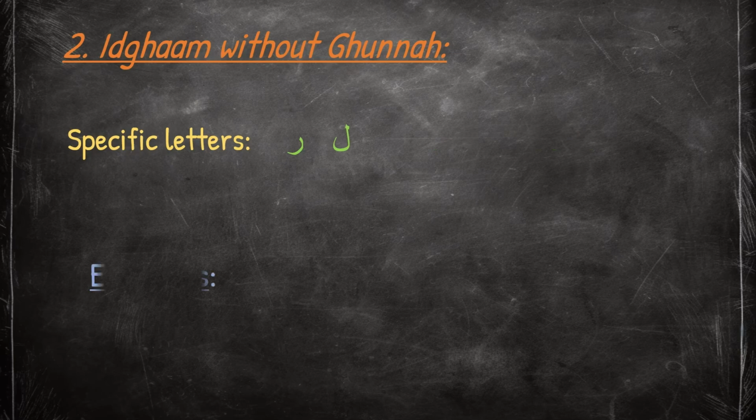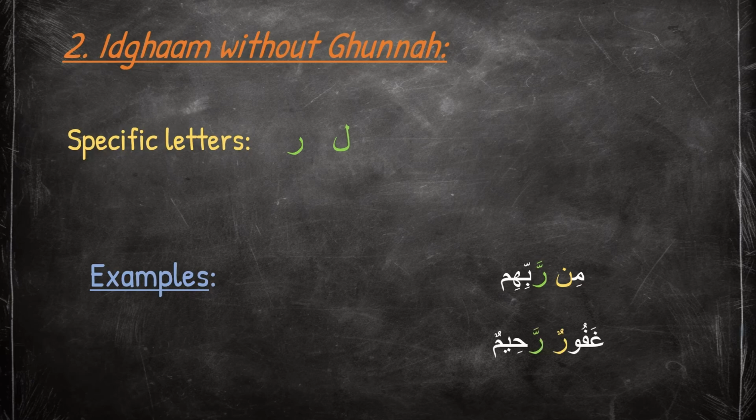So now it leaves us with the lam and ra. Let's see some examples on this type of idgham, idgham without ghunna. The first example is this one here. Mir rabbihim, mir rabbihim. So here you are not hearing the noon letter, and you're not hearing any nasal sound. It's just a ra with a shadda. Mir rabbihim. Okay? No nasal sound and no noon pronounced. This is the idgham without ghunna.